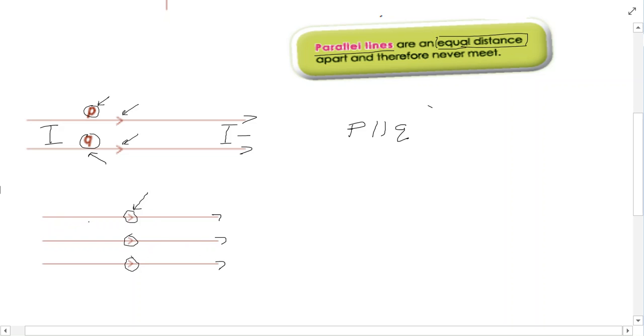Now let's say we were to call this line X, this line Y. So again, how would we write that? So X is parallel, just draw two lines, to Y. So that's how we do it. So remember, parallel lines are lines that are an equal distance apart, and therefore they never actually cross over, they never actually meet.